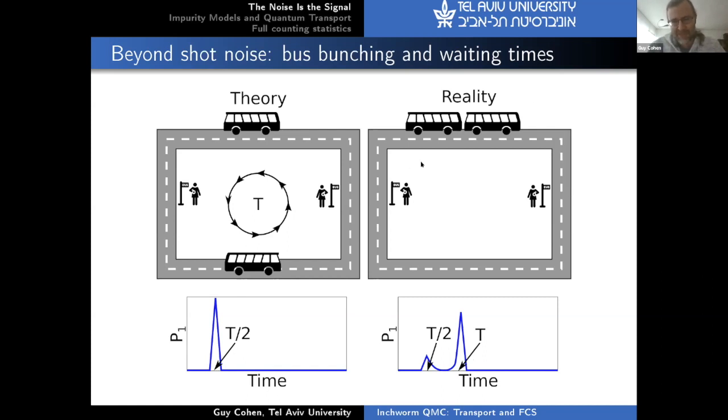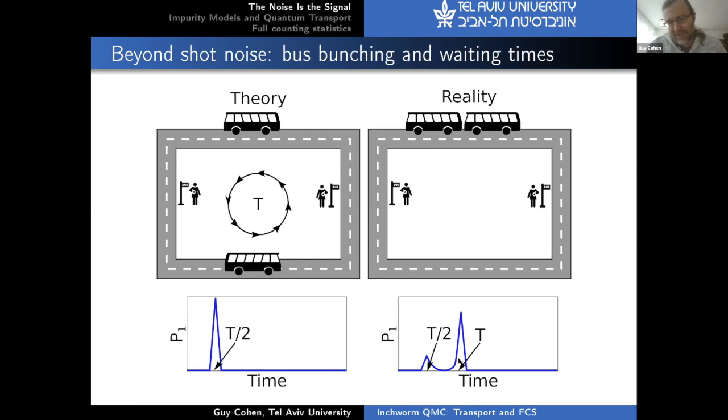The first bus picks up some passengers, and it waits because of that. Then the second bus has fewer passengers to pick up, so it comes a little closer. So you get an effective attractive interaction between buses mediated by the loading and unloading of passengers. And that means that very quickly you get a spike in the distribution, which is at the later time T.